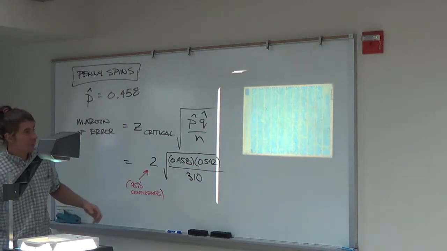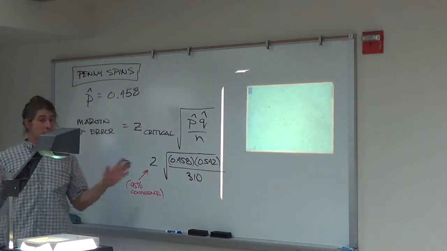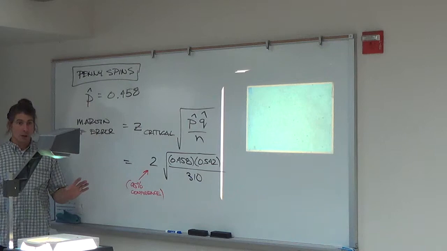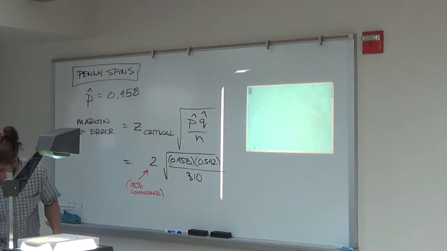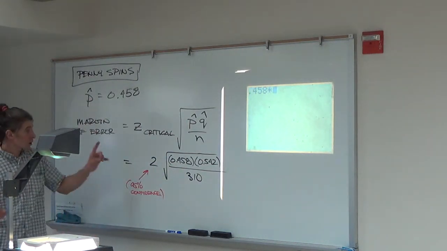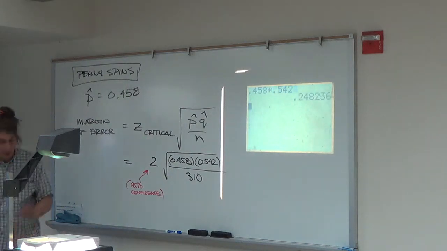All right, here we go. Let's clear this out. Because I screw this up all the time, I'm going to do it in parts. So I'm going to start by multiplying these together: 0.458 times 0.542. Okay, so there's the numerator.